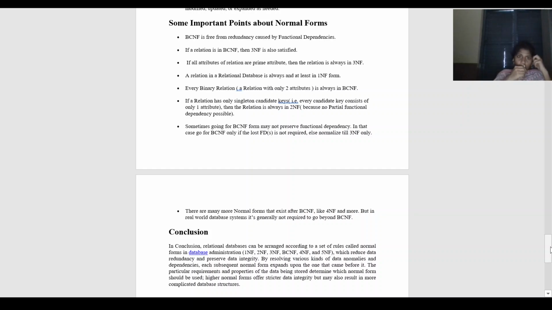Some important points about normal forms. These are the normal forms. If a relation is in the BCNF, the 3NF is also satisfied. If all attributes of a relation are prime attributes, that relation is always in 3NF. A relation in a relational database is always in at least one normal form. What is the conclusion of the normalization? This is the conclusion of the normalization.